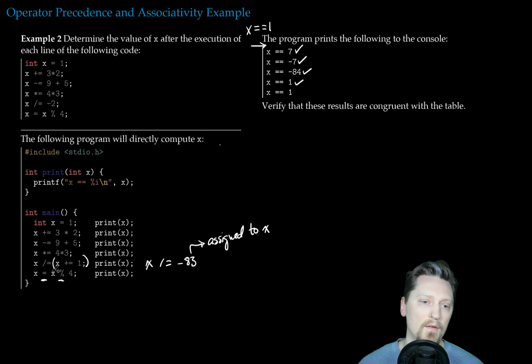So we do the mod first, which is 1 mod 4. So 1 divided by 4 has remainder 1. So that's what 1 mod 4 is. 1 mod 4 is 1. We're going to take that result and say x equals 1. X equals the result, which was 1. So after that statement, we'll print x equals 1.